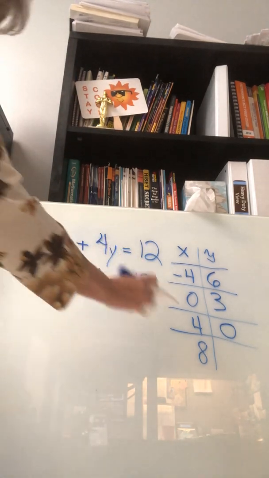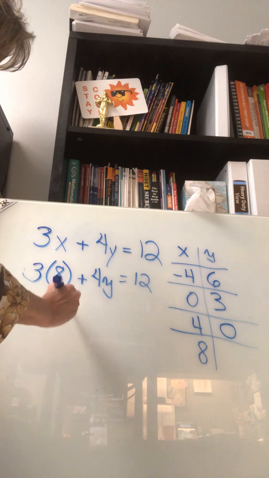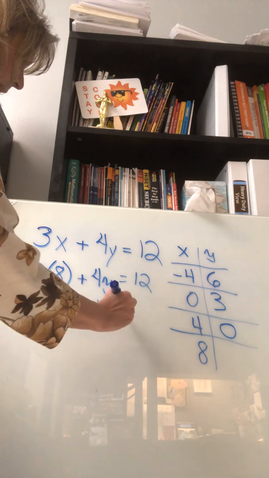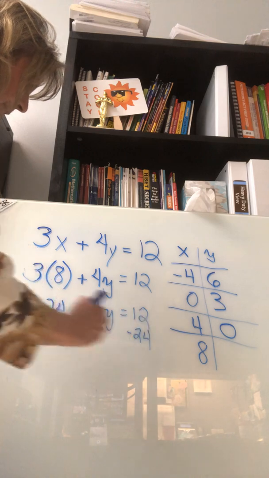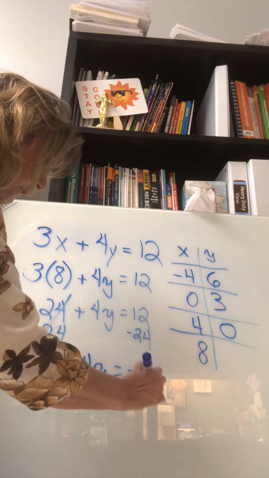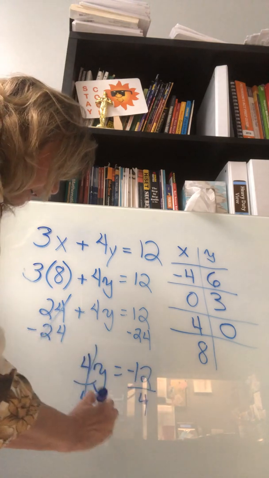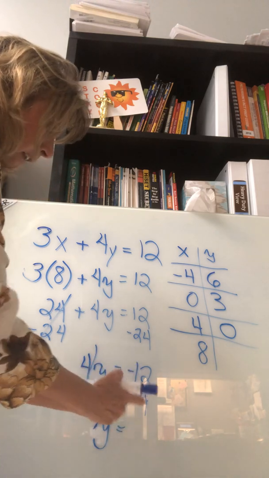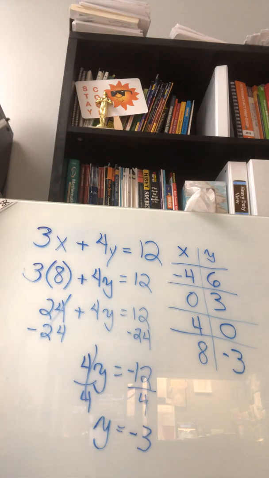linear equation. Last point, we'll substitute 8 for our x value. 3 times 8, 24, plus 4y equals 12. Subtract 24 from each side. 4y is going to equal negative 12. 12 minus 24. Divide each side by 4. And y is going to equal negative divided by a positive. It's going to give me a negative 3. So our last point is 8, negative 3. Okay, let's plot those on the graph.